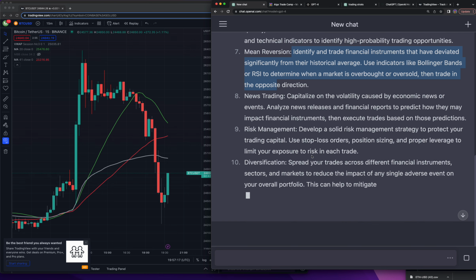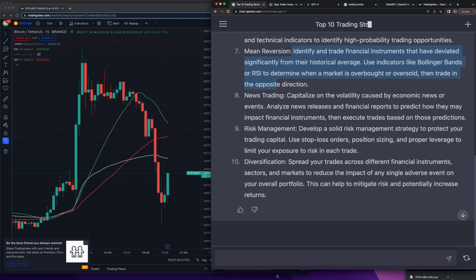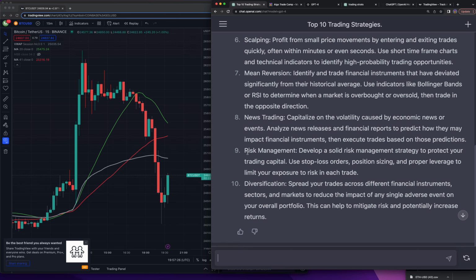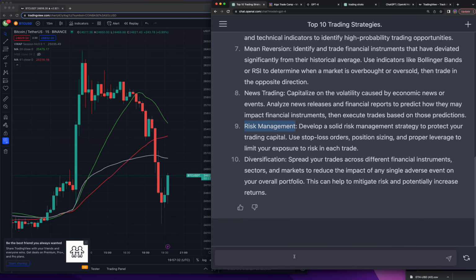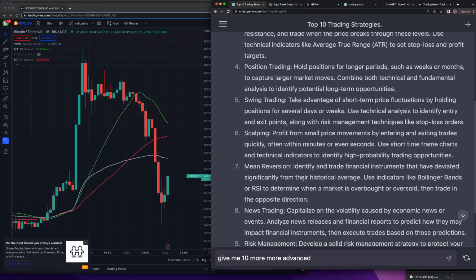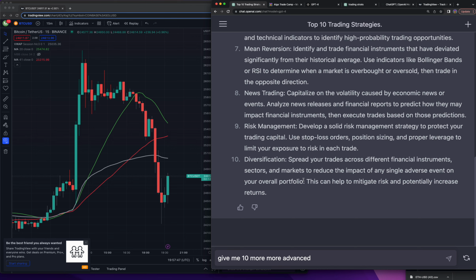And this will be a great way to just jump in and say, hey, what's a good strategy? So diversification and risk management. I guess that is kind of a strategy. Risk management, you can have a strategy for that. News trading, mean reversion, scalping, swing trading. Okay, these are all pretty basic. Give me 10 more advanced, and let's see how advanced they can go. Because these are all strategies that you might find on Google, right? Okay, so cool, but not super helpful. Give me 10 more advanced strategies. And let's see what they have to say.